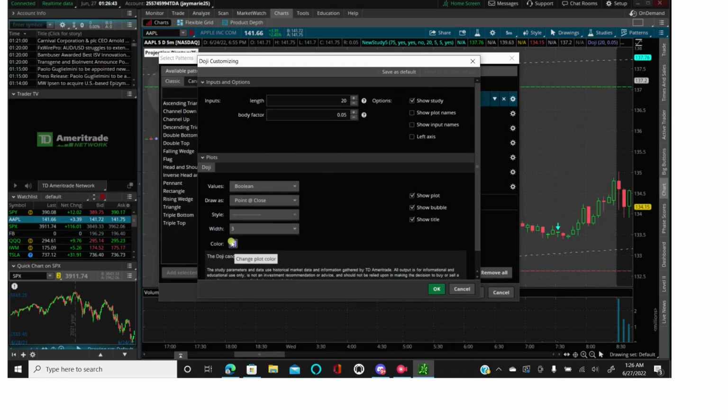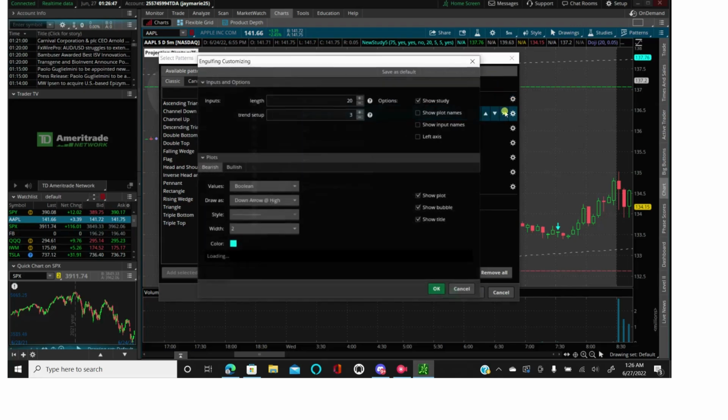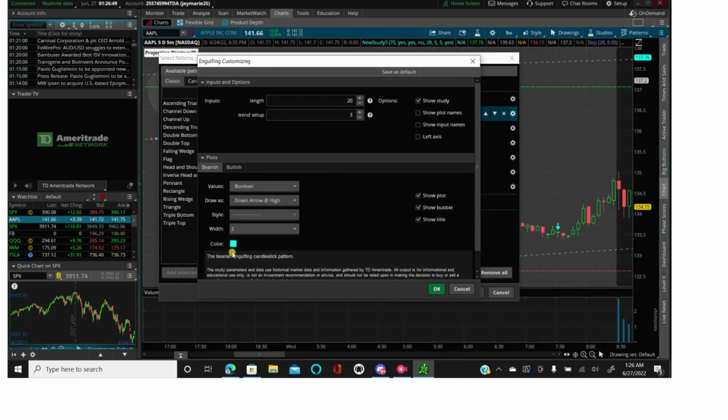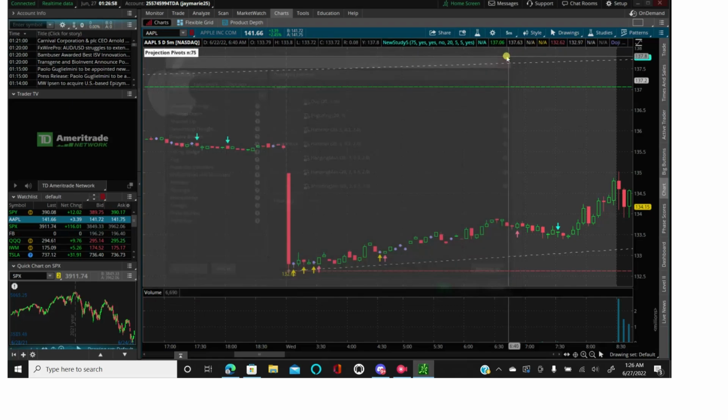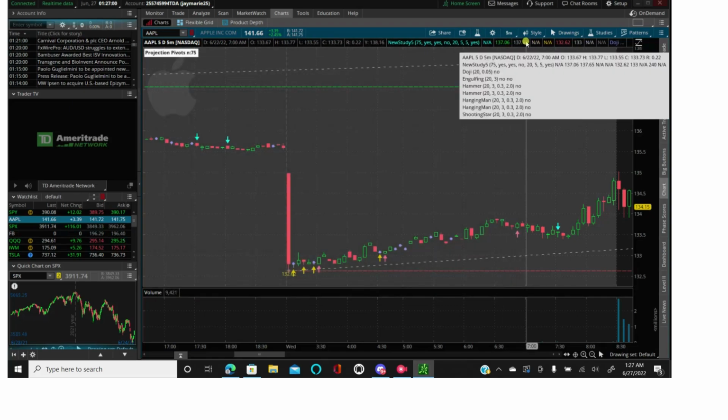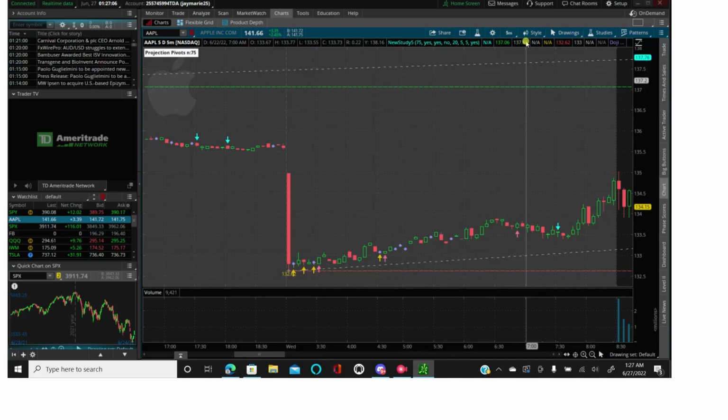If you go back here and go to your settings, now we know this indicates that it's showing you the dojis. You can change it if you want. This color and this arrow is indicating that it's showing the engulfing candles and so forth. So yeah, it's just a tool you can play around with just to get familiar with these candlesticks.